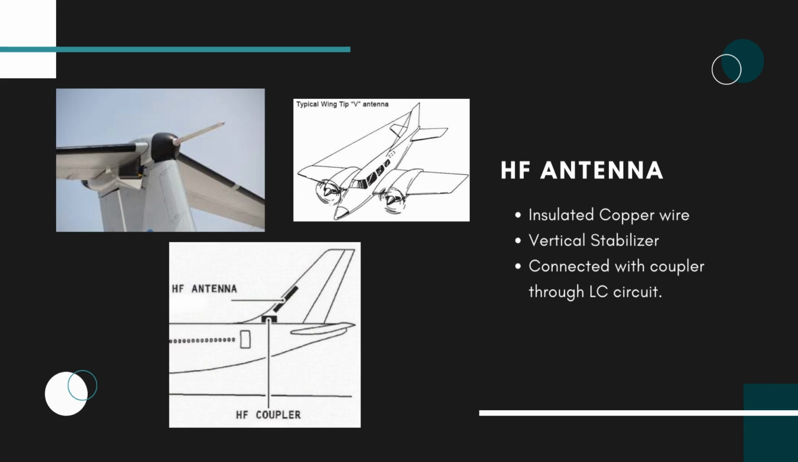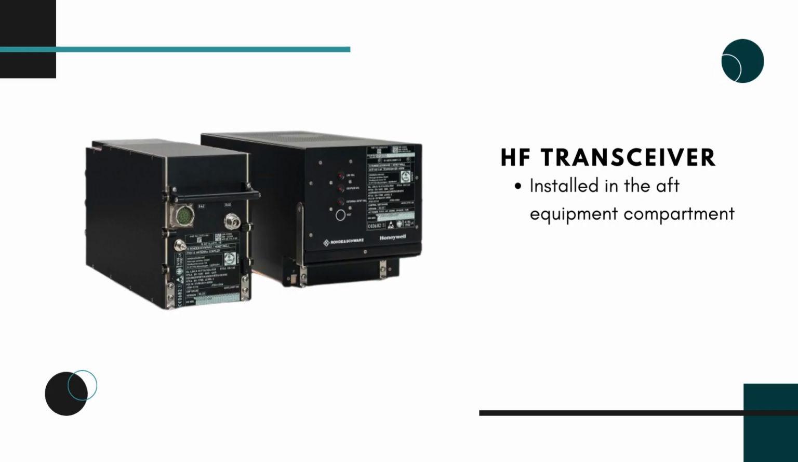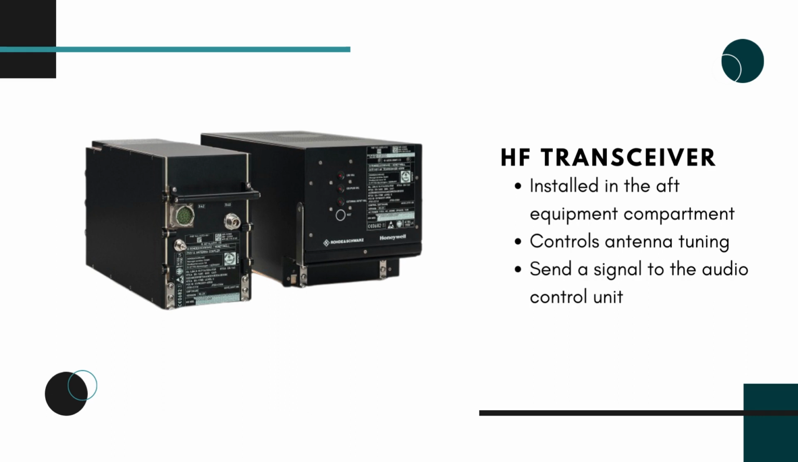The coupler is installed in the aft equipment compartment and tunes the antenna to the selected frequency. The HF transceiver is also installed in the aft equipment compartment and contains the transmitting, receiving, and processing circuits required for the operation of the system. The transceiver also interfaces with the antenna coupler to control the antenna tuning.